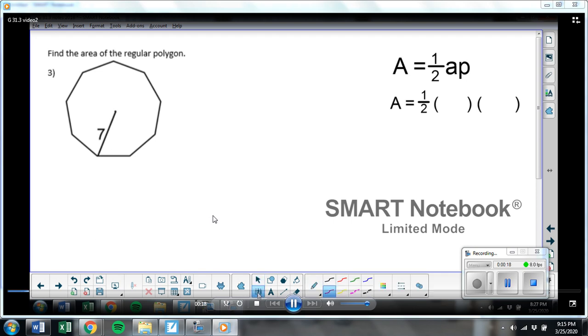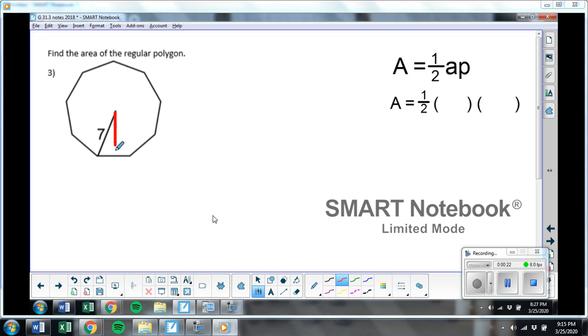It's not from the center to the side. It was center to vertex. That's the apothem, center to the side, perpendicular. So it's good to label that A, apothem. Okay, so to find the perimeter, that's going to take a little bit of work because we don't know that. We know we can maybe find that part. Let's find the apothem first.